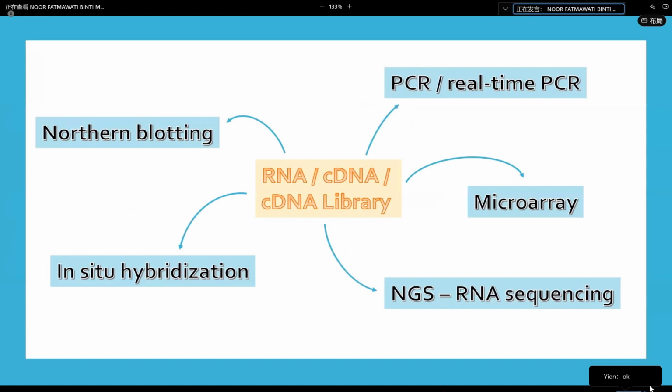So basically, amplification free or hybridization technology uses a probe. Simply you can say it uses a probe. So that probe can be a sequence of RNA or a sequence of DNA. Okay, it hybridizes to your target.